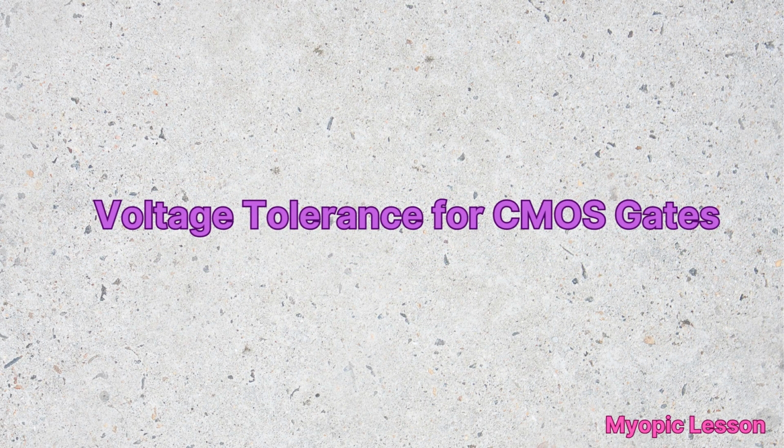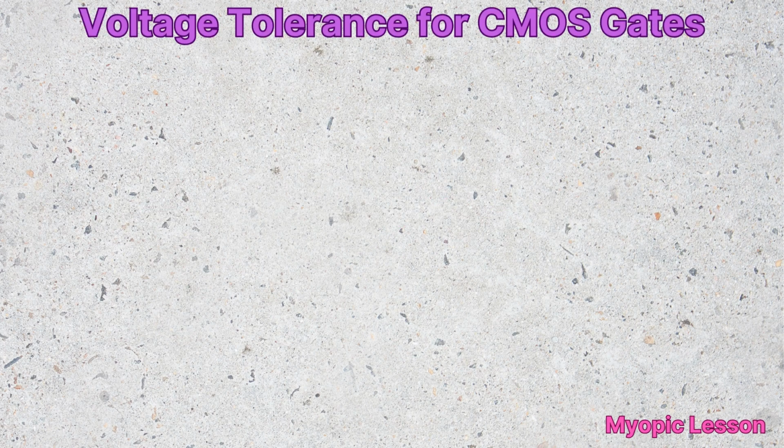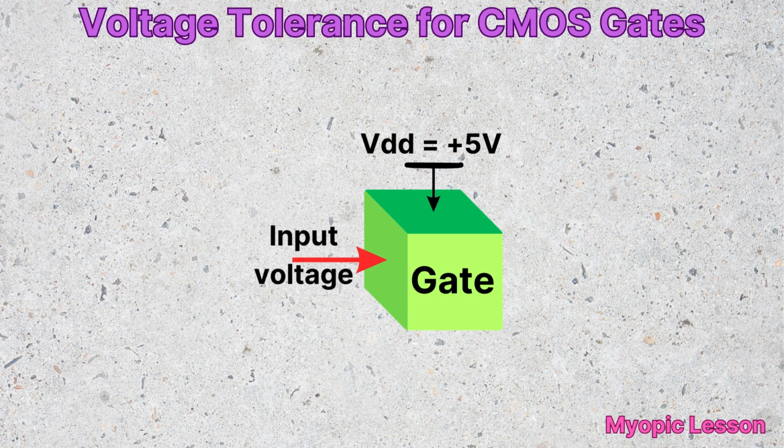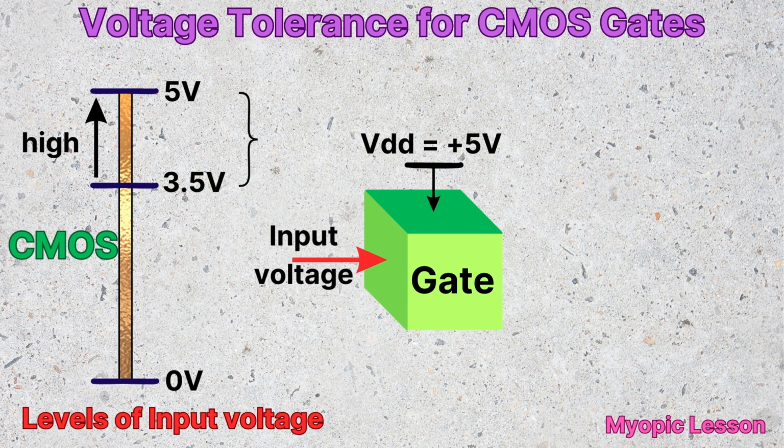Now we consider voltage tolerance for CMOS gates. The power supply is considered as 5 volt. For high state, the tolerance is 3.5 volt to 5 volt. For low state, it is 0 to 1.5 volt.